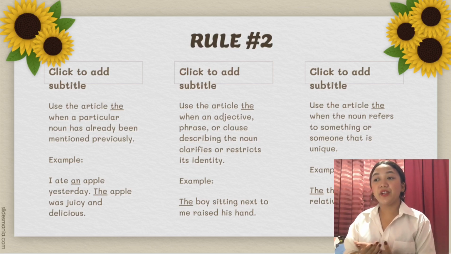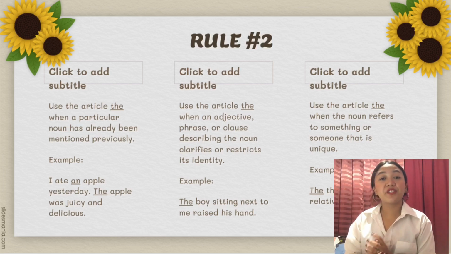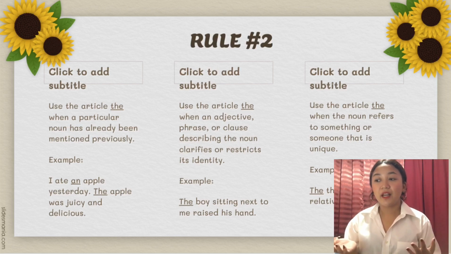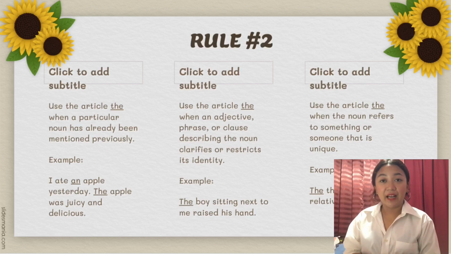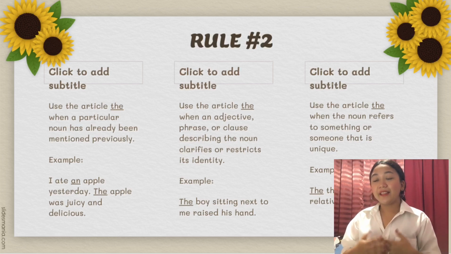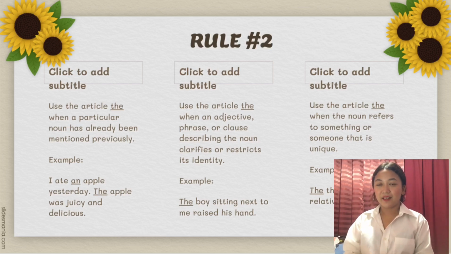Next, we use the article the when an adjective, phrase, or clause describing the noun clarifies or restricts its identity. For example, the boy sitting next to me raised his hand. And then lastly, we use the article the when the noun refers to something or someone that is unique. The theory of relativity.